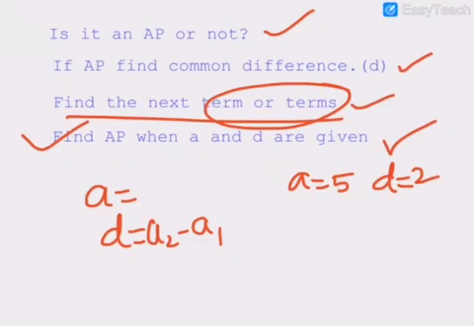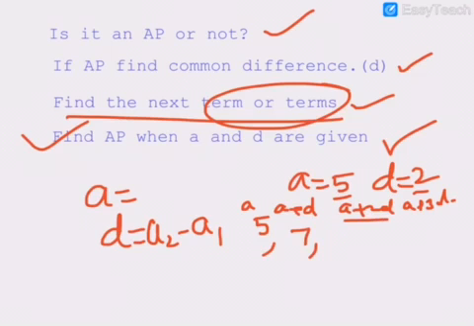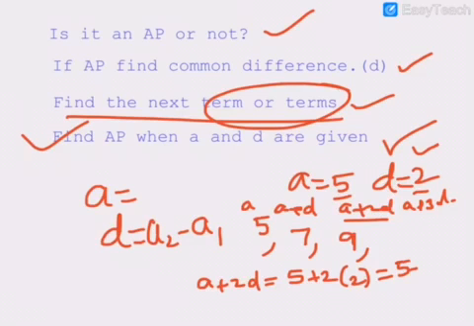Next you have to do it a little more clearly. a plus 2d is equal to, a means 5, plus 2 into d, which is again 2. So 5 plus 4 is equal to 9. So this is the third term. Second term, a plus d is equal to 5 plus 2 is equal to 7. Fourth term, you want the fourth term, a4 is equal to a plus 3d is equal to 5 plus 3 into d, so 5 plus 6, 11. So this way you will keep on finding all the terms.